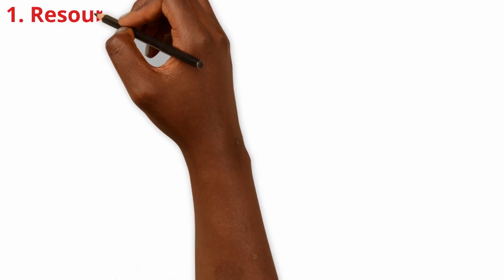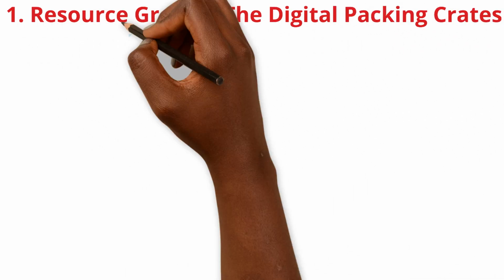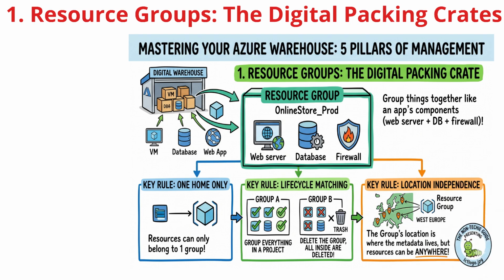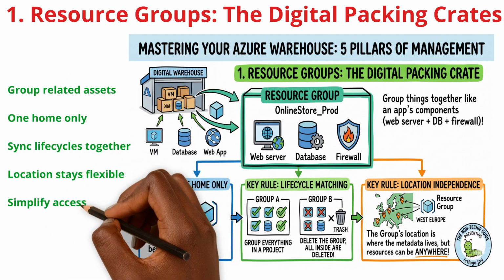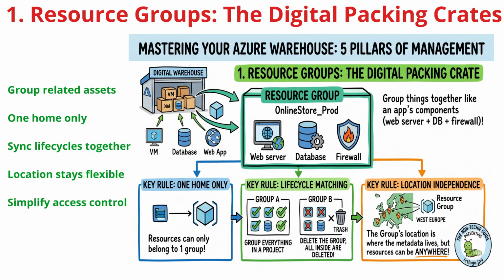Let's dive in. Imagine you're walking into a massive, high-tech warehouse. This is the Azure cloud. You aren't just renting a computer, you're managing a complex ecosystem of digital assets. To prevent this from becoming a chaotic jungle, we use the first pillar of governance, resource groups. Think of these as your digital packing crates.